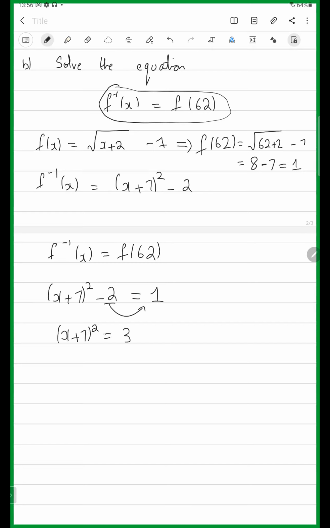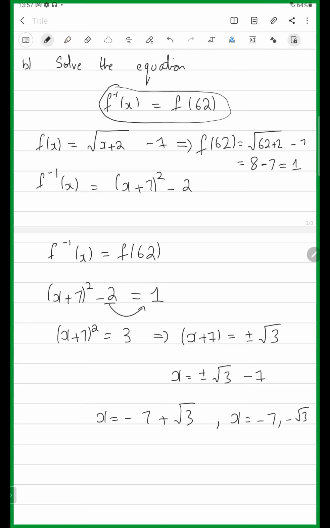Now I can take under root, and this would give me x plus 7 equals plus minus root 3. And finally, the answer is going to be x equals plus minus root 3 minus 7. And we can write it this way. X is equal to minus 7 plus root 3, and then x is equal to minus 7 minus root 3.